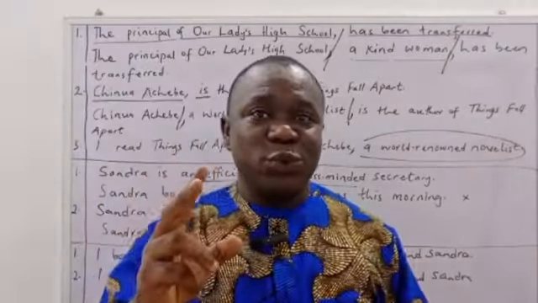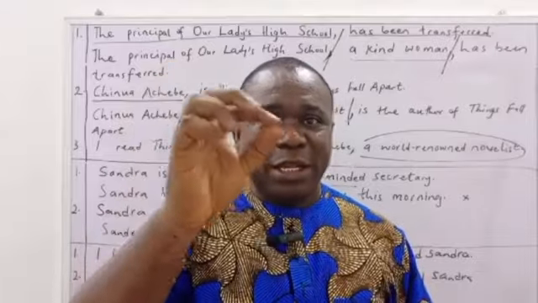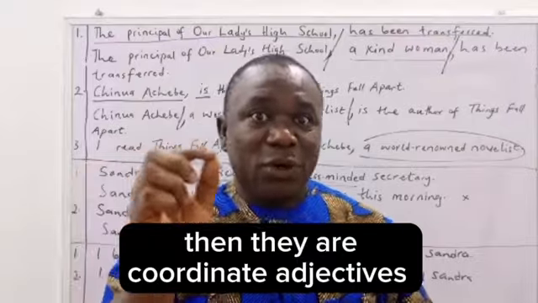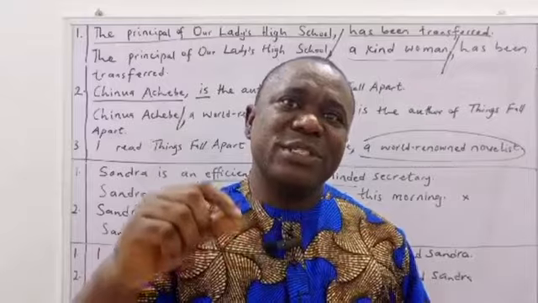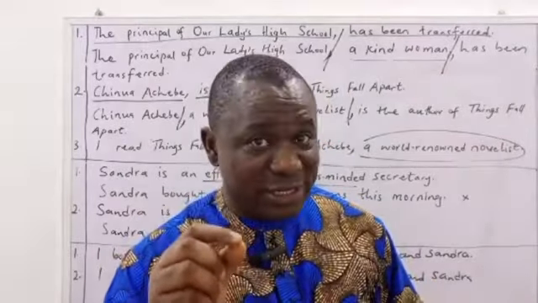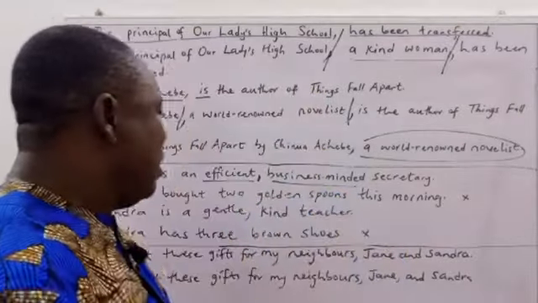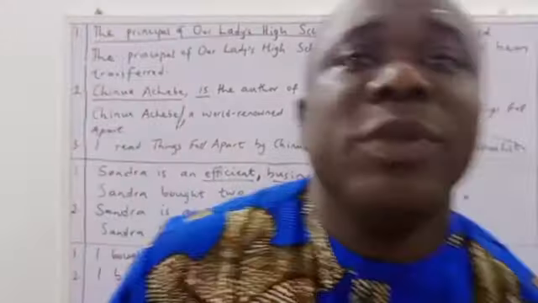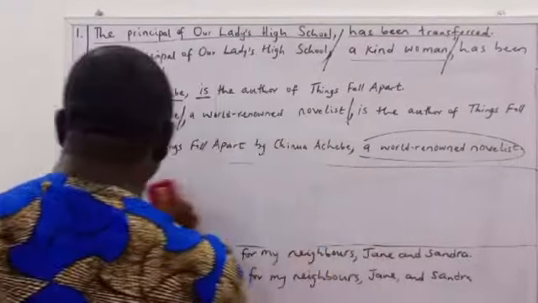So when you try these 2 rules, use the and between the coordinate adjectives. If it makes sense, then they are coordinate adjectives. Or you swap the position and see if the sentence will still make sense. If the sentence does make sense, then they are coordinate adjectives. When you have coordinate adjectives in sentences, separate them with a comma. Okay? Now the last use of the comma that I want to discuss here is very, very simple, and many of us are familiar with this.